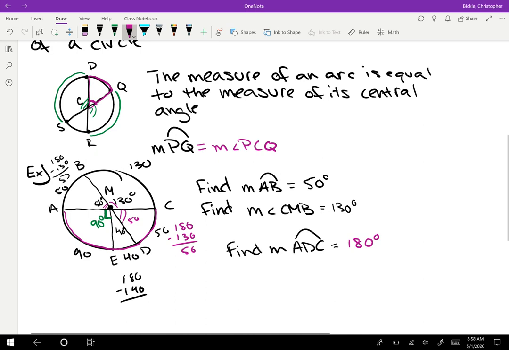All right, so that's going through and finding the measure of central angles. I'm not going to do another one of those with you because I think you're totally capable of those. Right angles are 90, straight lines are 180. Look for vertical angles. Remember, all the angles inside the circle have to add up to 360, and you can go through and find those.